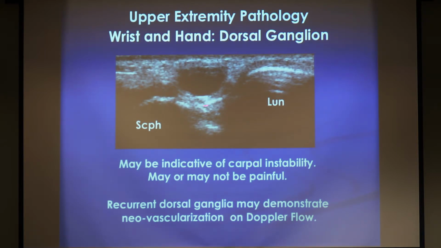Go ahead and turn on the Doppler and see if you can. Usually not. But your telltale sign for a dorsal ganglion is obviously because it's so visible, but it's also a non-compressible cyst.